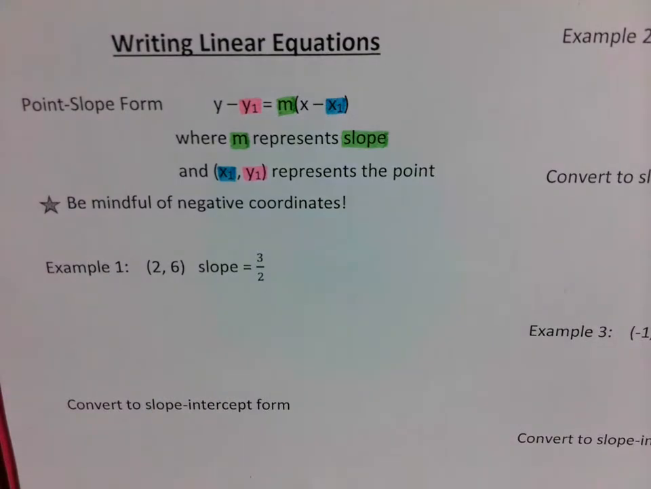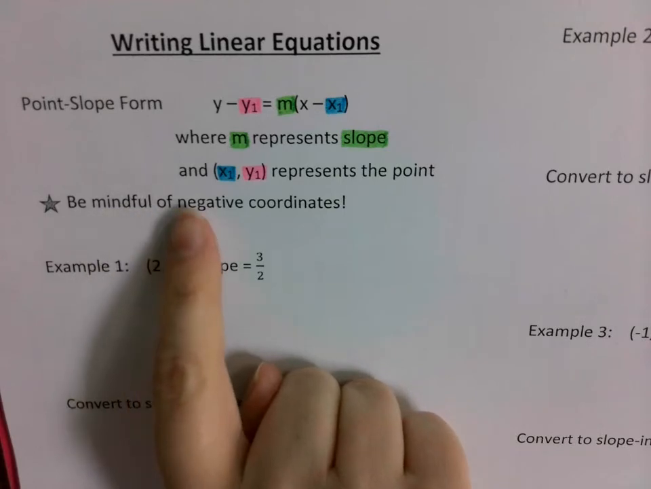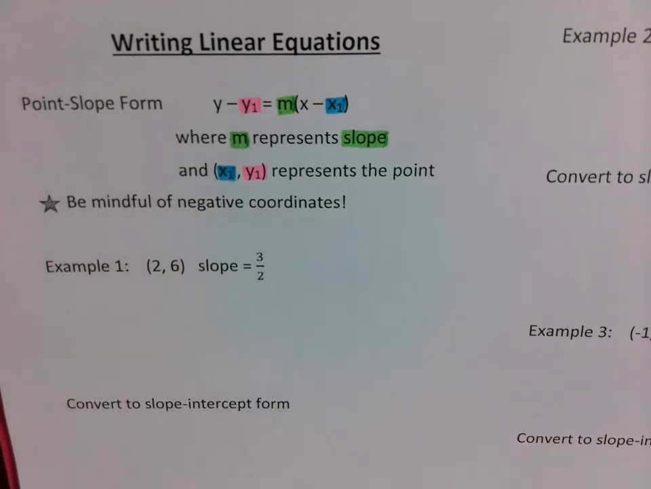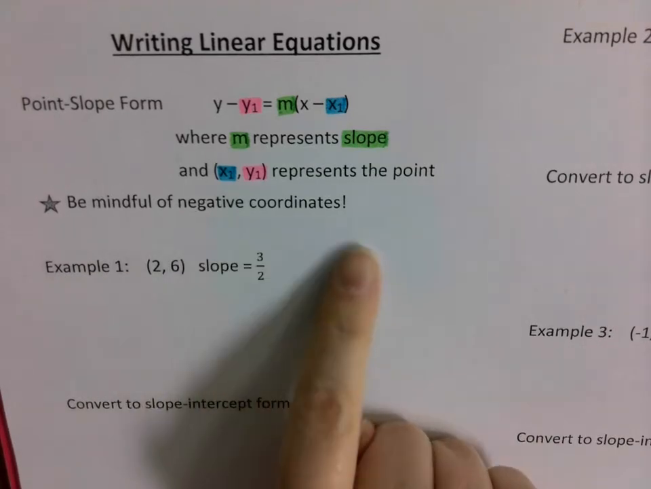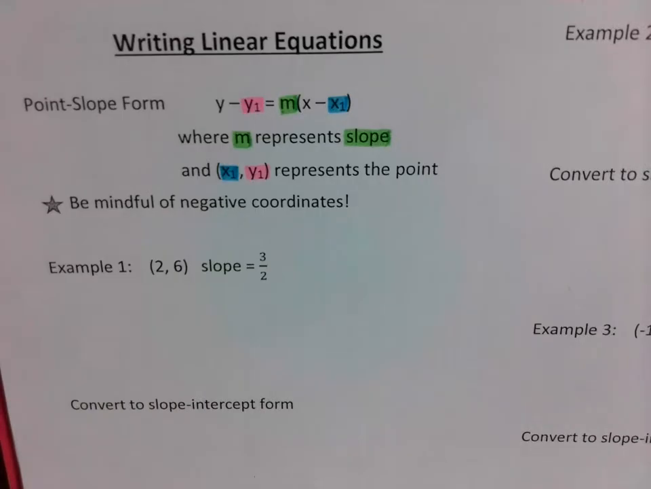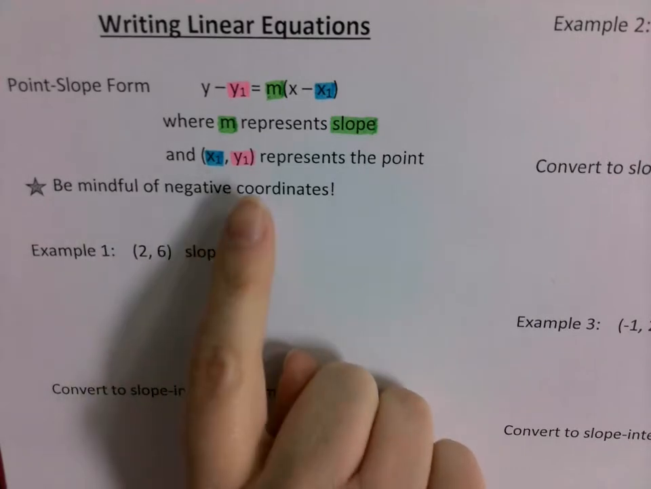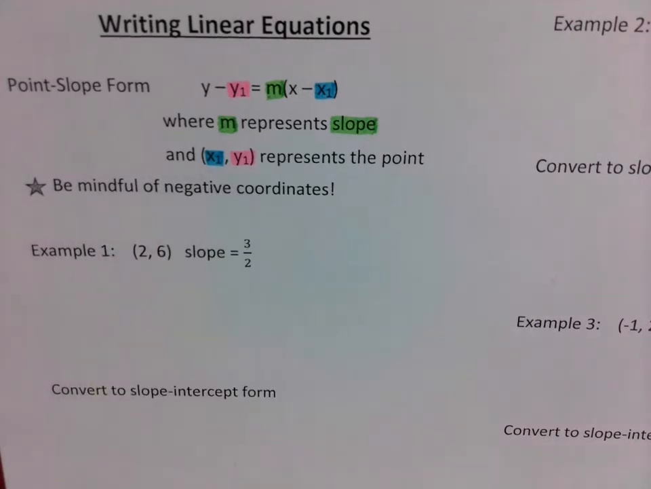Now, very carefully, you need to make sure that you are aware of your negative coordinates. That is where the most mistakes tend to be made, when we are given negative coordinates, because people tend to accidentally drop their negatives. So just be mindful of points that have negative values included in them.